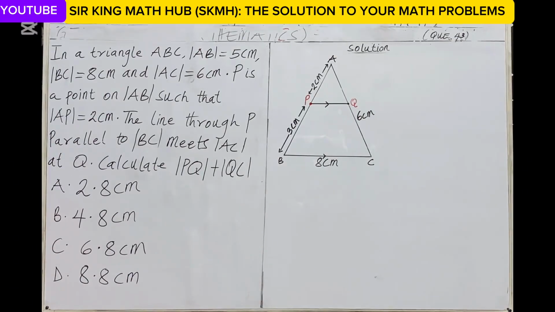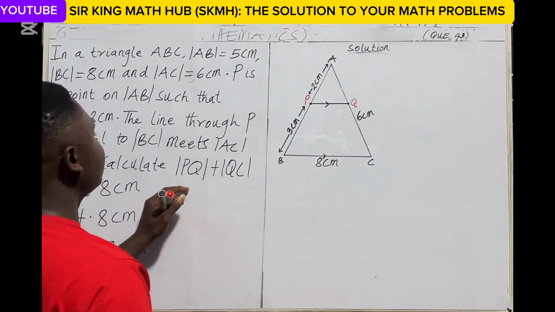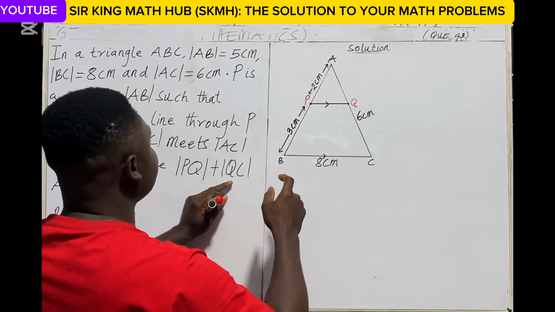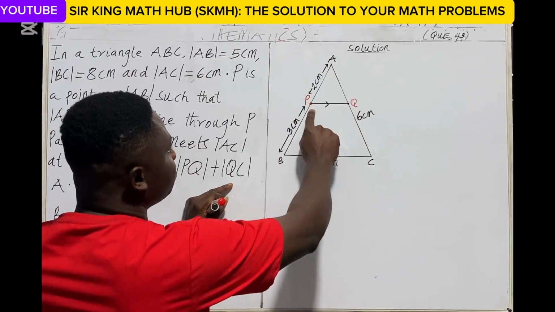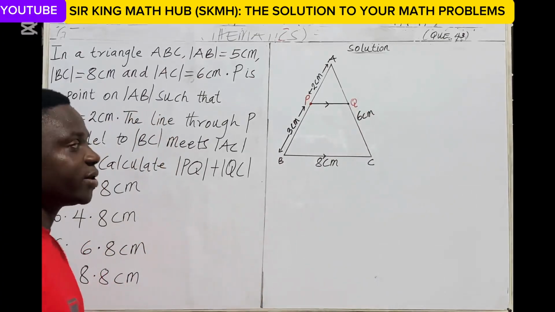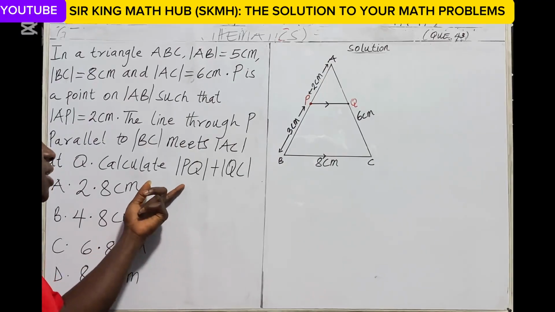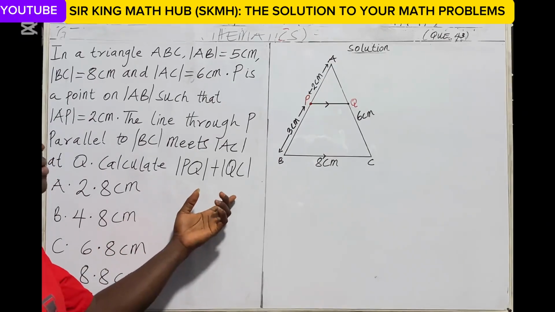So what are we supposed to do? We have to calculate line PQ plus line QC. So meaning that you have to find the sum of line PQ and line QC. So PQ plus QC, that is what we are looking for. To do that, we need to find the length of PQ as well as the length of QC.